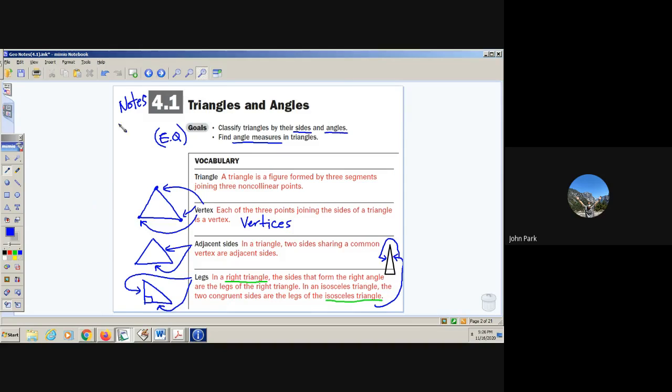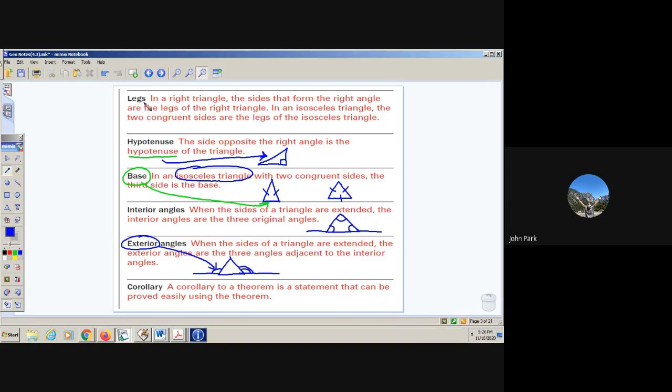So those are some of the terms that you should already be familiar with. We already talked about the legs. The hypotenuse of a right triangle is the longest side of a right triangle. The two shorter sides are the legs, so the hypotenuse is the longest side. It's always opposite the right angle.